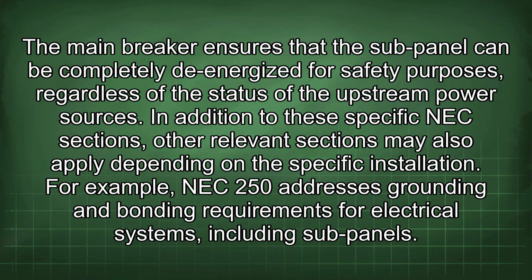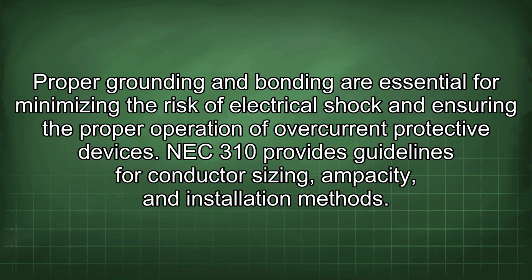In addition to these specific NEC sections, other relevant sections may also apply depending on the specific installation. For example, NEC 250 addresses grounding and bonding requirements for electrical systems, including subpanels. Proper grounding and bonding are essential for minimizing the risk of electrical shock and ensuring the proper operation of overcurrent protective devices. NEC 310 provides guidelines for conductor sizing, ampacity, and installation methods.